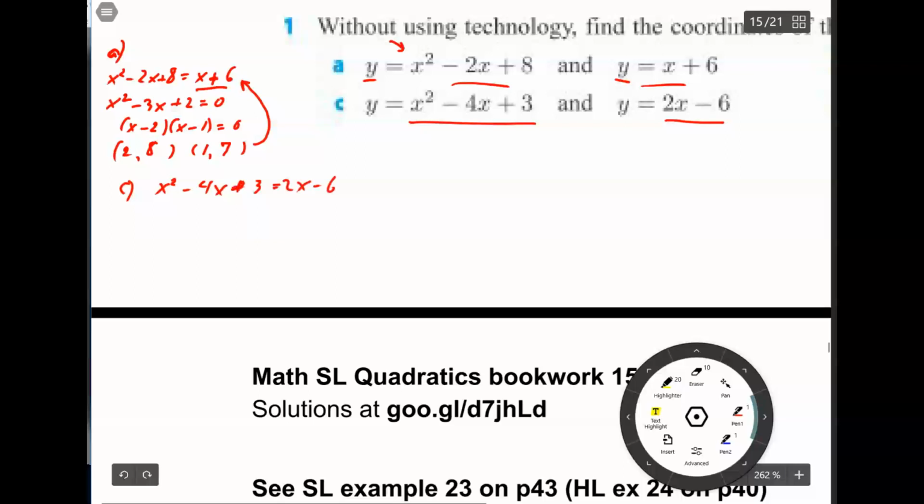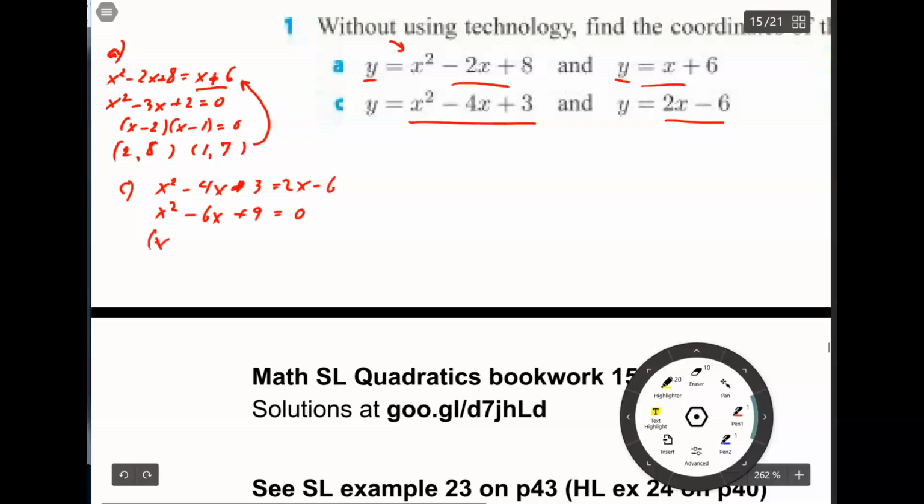And I'm going to combine like terms. So x squared minus 4x minus 2x. We subtract 2x from both sides. That gives me minus 6x. We add 6 to both sides. That gives me plus 9 equals 0 because we've eliminated both of the terms on the right.